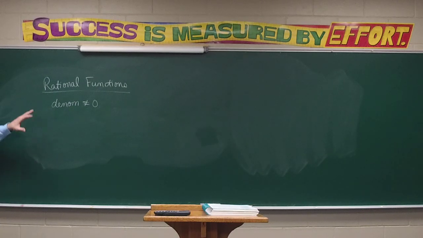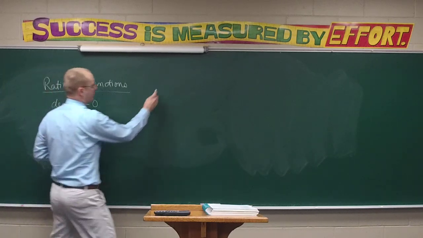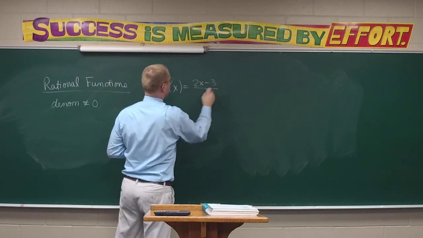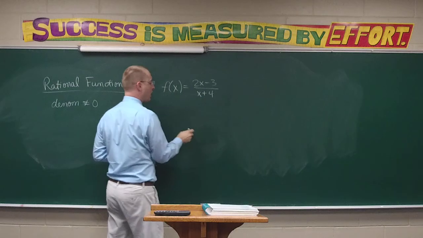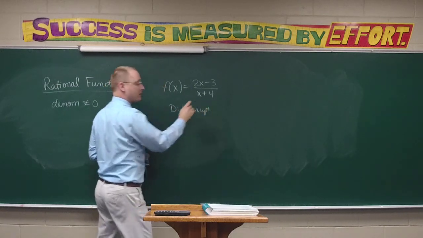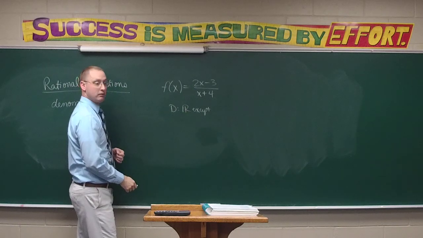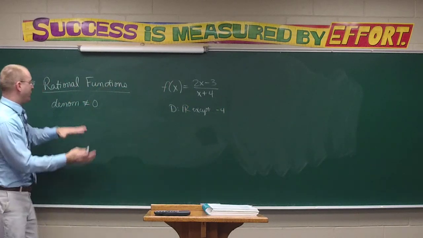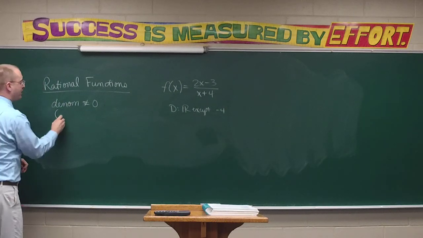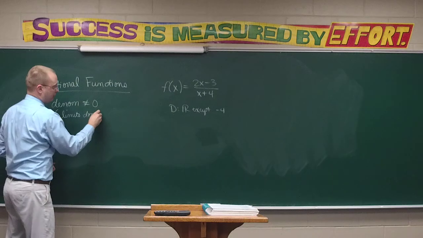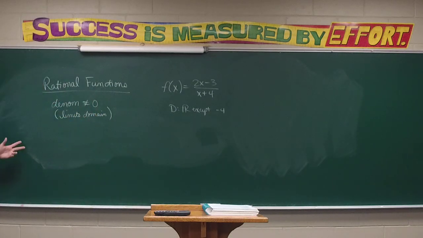We used to say before that if we had a function f of x equal to (2x minus 3) over (x plus 4), we would say the domain is all real numbers except, class, -4. Because a -4 would give you a 0 denominator, and the denominator can't be 0. This is the limit on your domain. And that's not going to change.